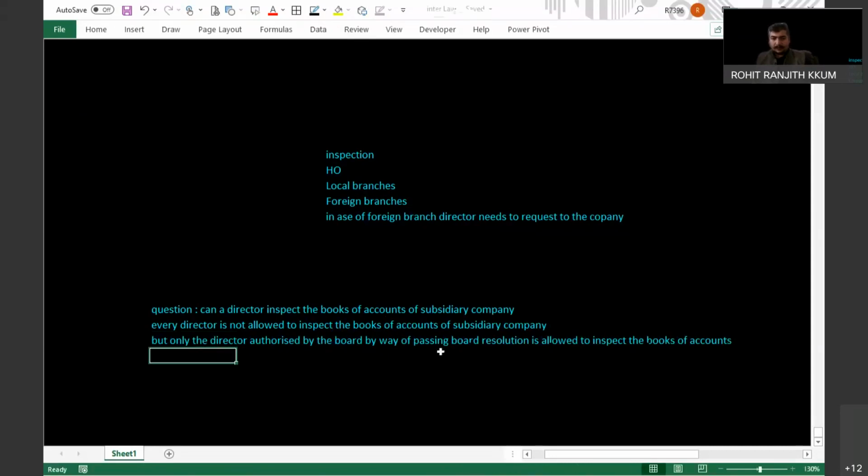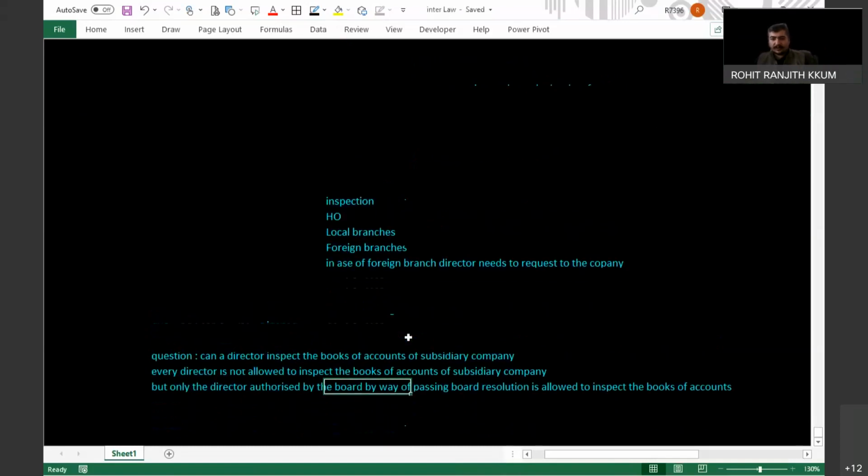Only the director who is allowed by the company by way of passing the board resolution by the board, only and only that person is allowed to go and inspect the books of accounts. No one else can do that. All right. So I hope, guys, the inspection point is clear to all of you.